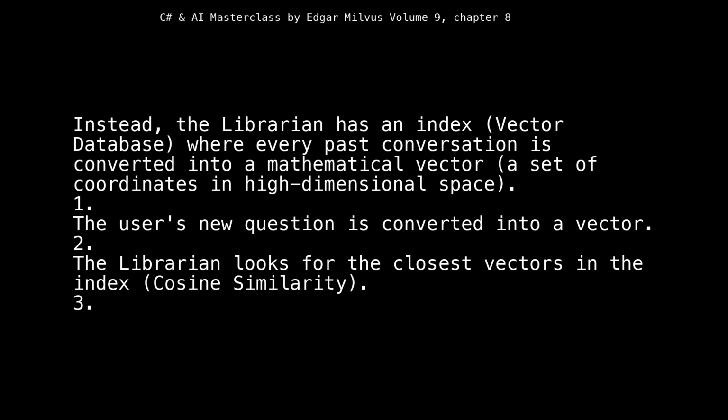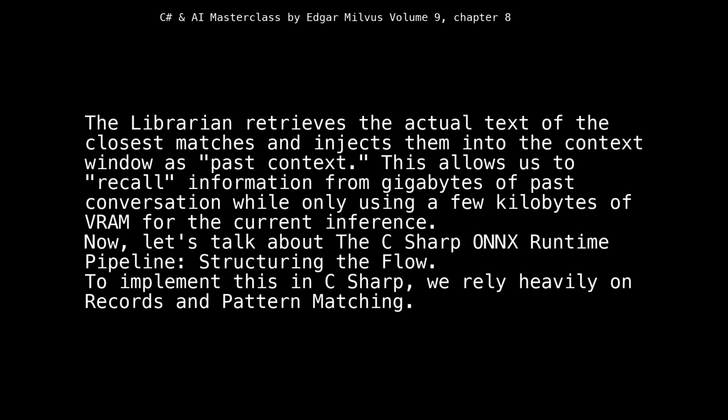1. The user's new question is converted into a vector. 2. The librarian looks for the closest vectors in the index, using cosine similarity. 3. The librarian retrieves the actual text of the closest matches and injects them into the context window as past context. This allows us to recall information from gigabytes of past conversation while only using a few kilobytes of VRAM for the current inference.